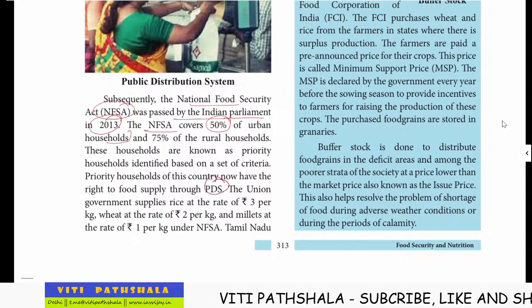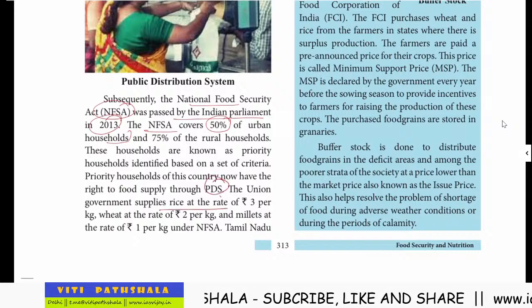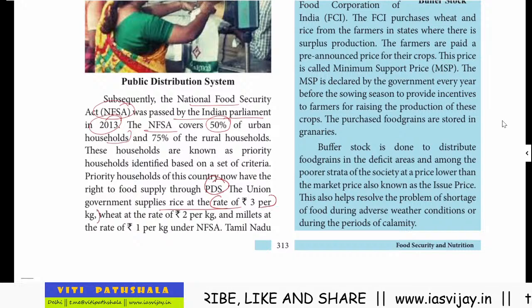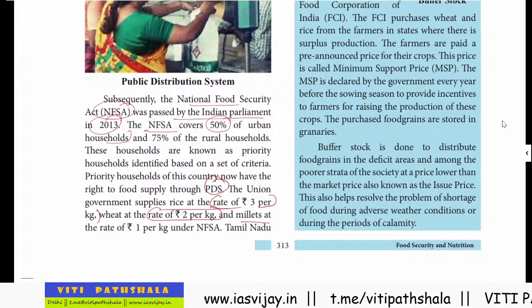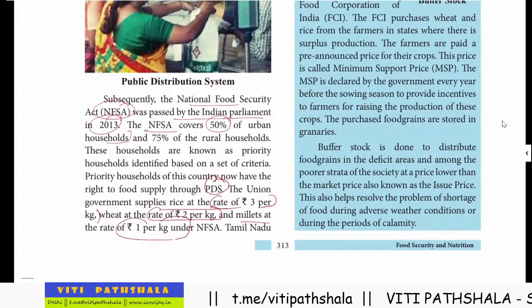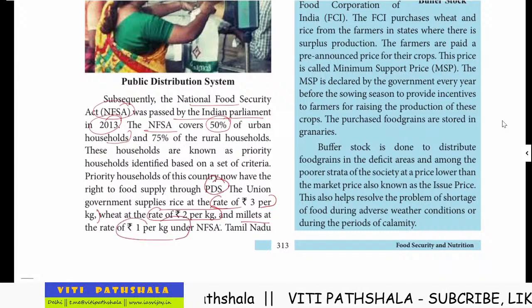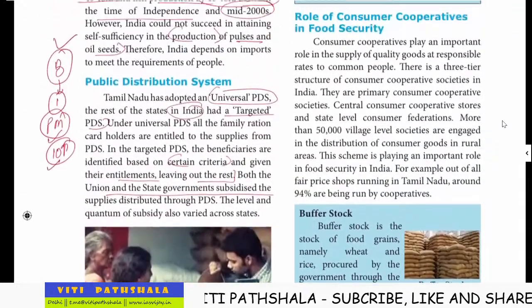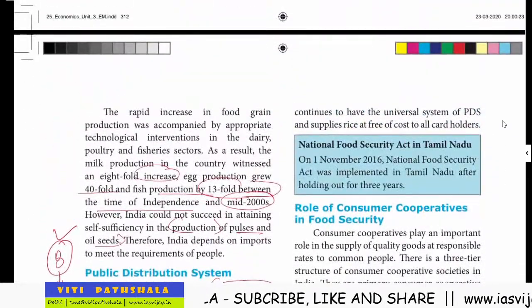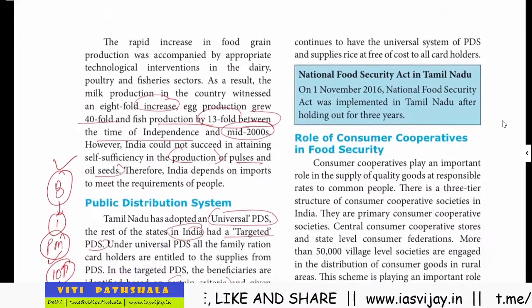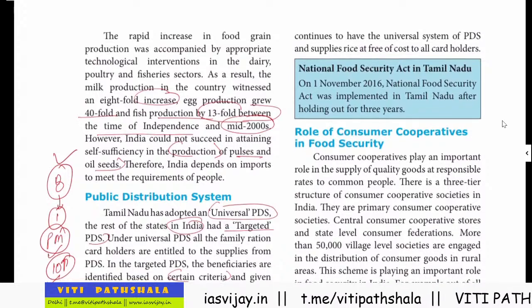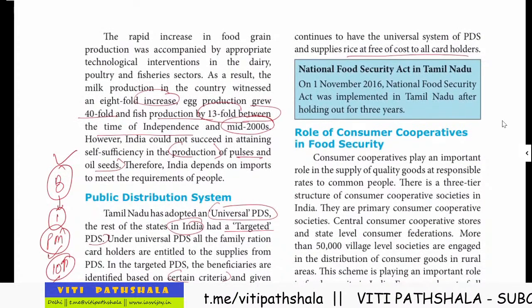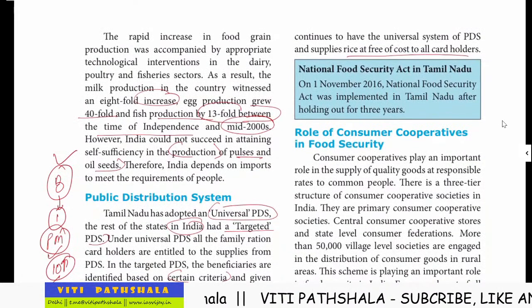Now, the union government supplies rice at the rate of 3 rupees per kilogram, wheat at the rate of 2 rupees per kilogram, and millet at 1 rupee per kilogram under the National Food Security Act. Now, Tamil Nadu continues to have the universal system of the PDS and supplies rice free of cost to all card holders. The National Food Security Act in Tamil Nadu, that is for the Tamil Nadu people.